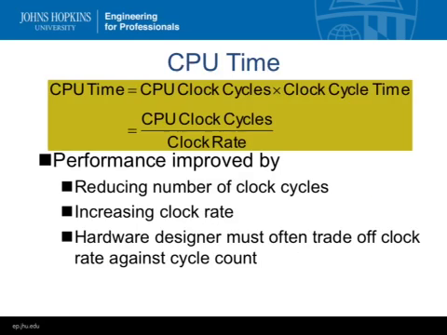The amount of time it takes to run a program is the clock cycle time, which we just went over, times the number of clock cycles it takes to run that program. Or we can take the number of cycles it takes and divide it by the rate in hertz. So if we want to make our computers run faster, we have to either make it take fewer clock cycles or run a faster clock.